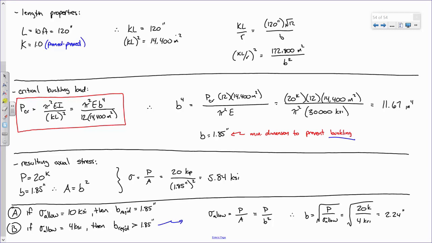We use this dimension to check the stress. We had a critical buckling stress sigma of 5.84 ksi. What I propose is this. As long as your allowable stress is over this, you're fine. So whether this was 10 ksi or 200 ksi, it doesn't matter. The column's capacity is still going to be 20 kips. So you're not really getting much of an advantage in using a higher grade material, because it's going to buckle whichever way it's going to buckle.